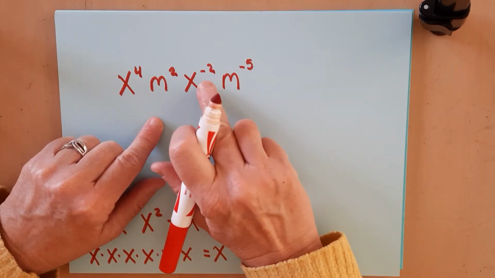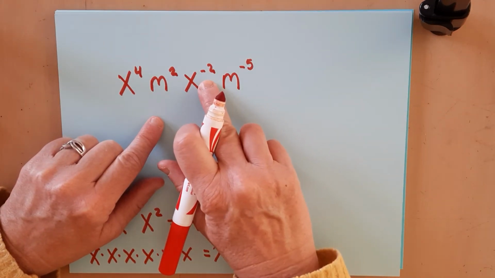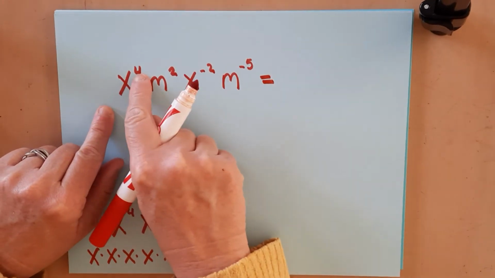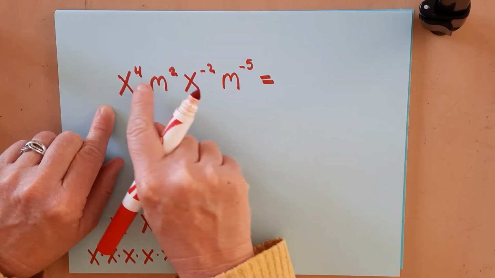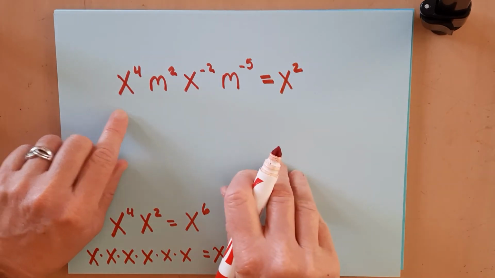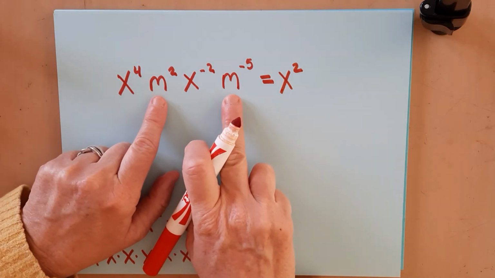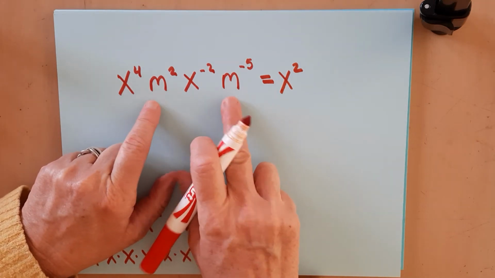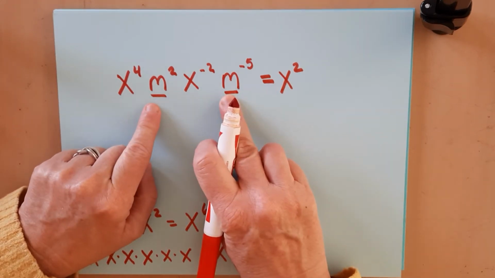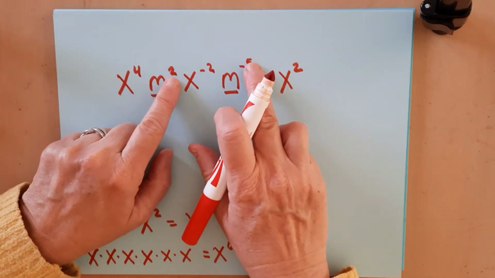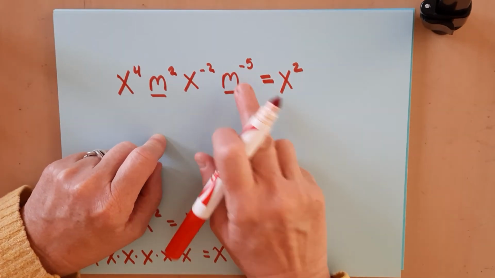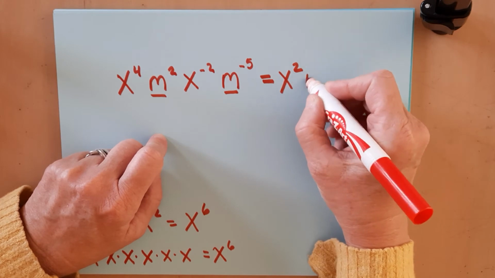When you have negative exponents, you still add the exponents to get the answer. So let's start with the x's. X to the 4th times x to the negative 2nd. 4 plus a negative 2 is 2. So that would be x squared. Now we can do the same thing with these m's. As long as the bases are the same, that's this letter, this variable, then we simply add the exponents if we are multiplying these bases. So 2 plus a negative 5 is a negative 3.